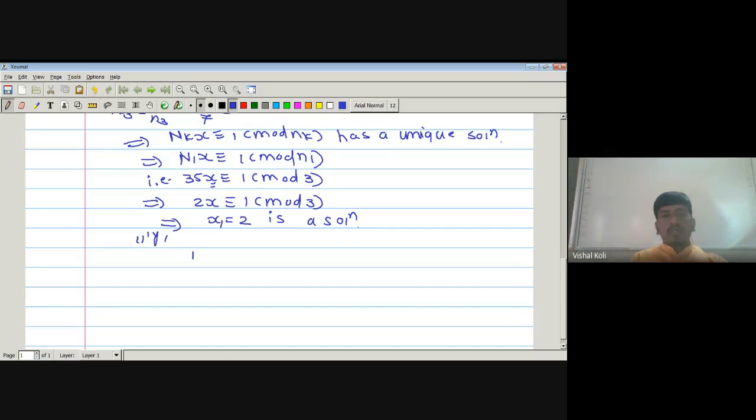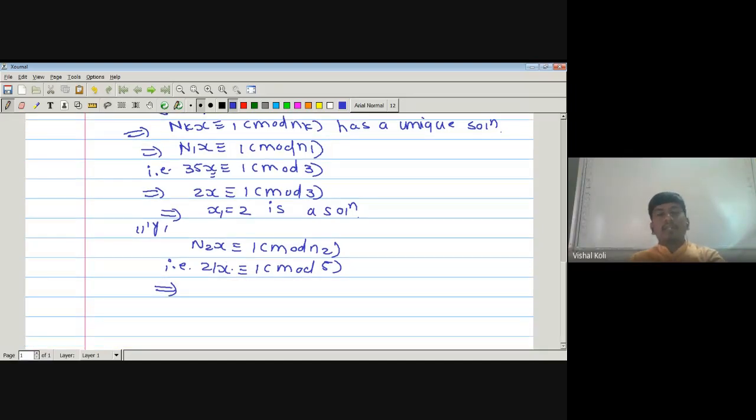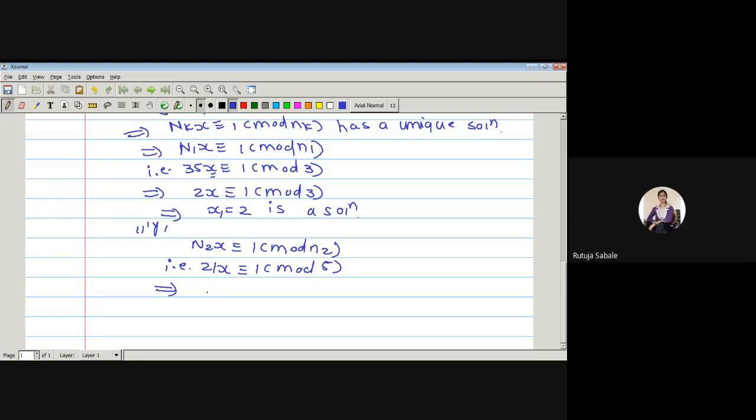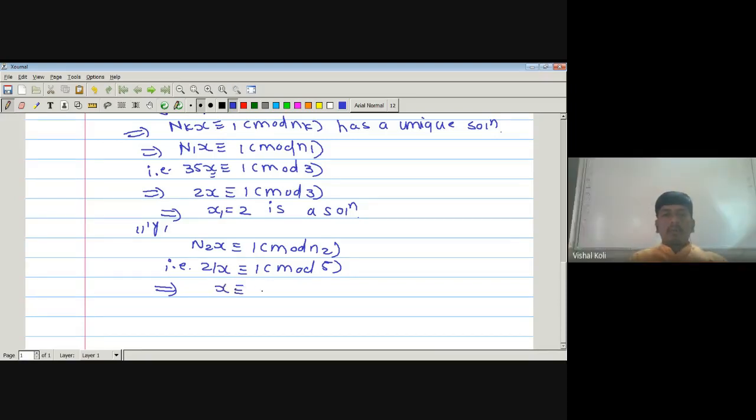Similarly, N2 x congruent to 1 modulo small n2, that is 21x congruent to 1 modulo small n2, which is 5. Now for 21x, when we divide 21 by 5, the remainder will be 1. That is, x is congruent to 1 modulo 5. If we take the value of x equal to 1, then 1 minus 1 is 0, which is divisible by 5, which implies x2 equal to 1 is a solution of this congruence. Therefore we get the values of x1 and x2.